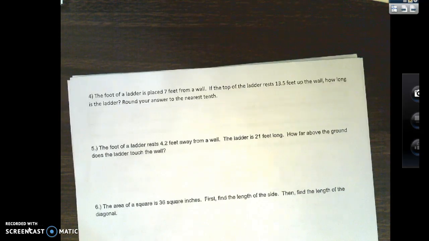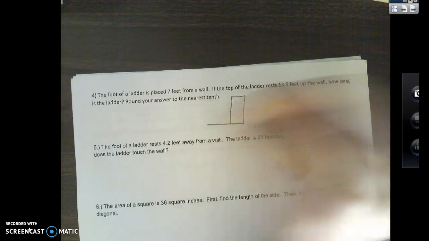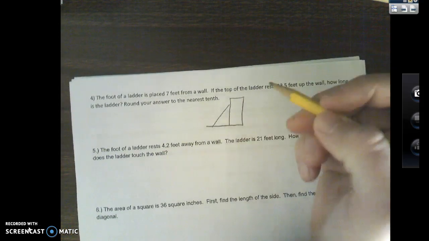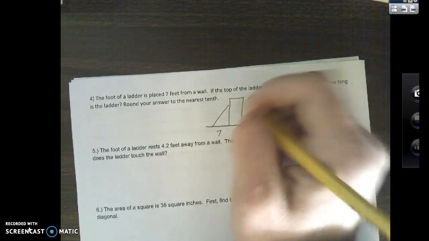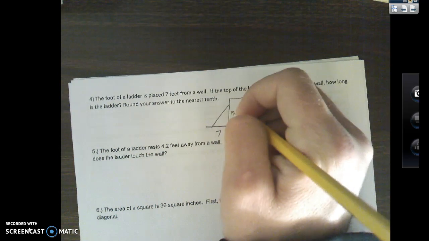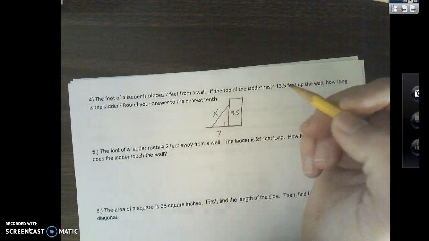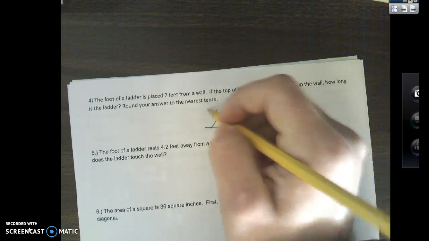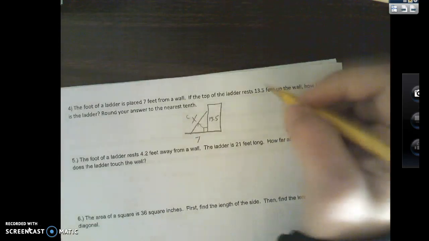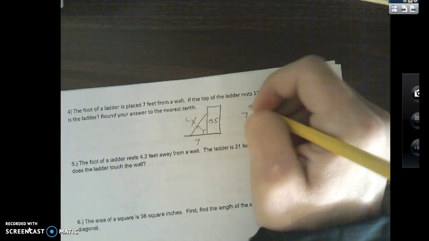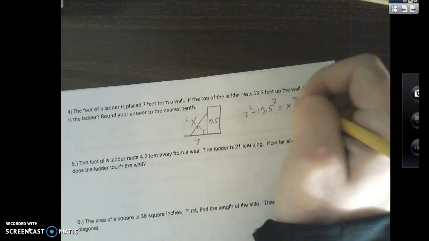The foot of a ladder is placed 7 feet from a wall. So here is my wall. There is my ladder leaning up against it. So this is 7. If the top of the ladder rests 13.5 feet up the wall, how long is the ladder? Okay, so there is my right angle. There's my C. This is just Pythagorean theorem. So we're looking at 7 squared plus 13.5 squared equals x squared.